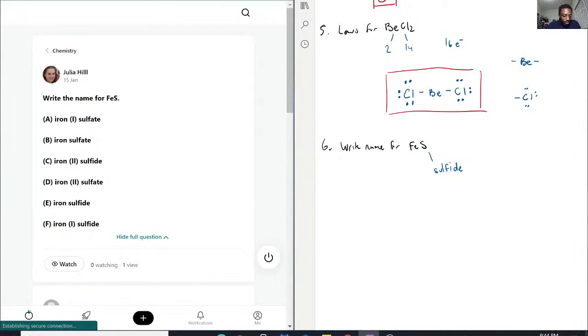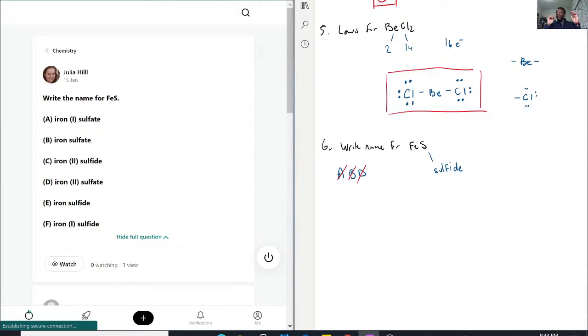Now, A, B, or D. There we go. Cannot be A, cannot be B, cannot be D. Why? Because those ones say sulfate. So we need iron 2 sulfide, iron sulfide, or iron 1 sulfide.